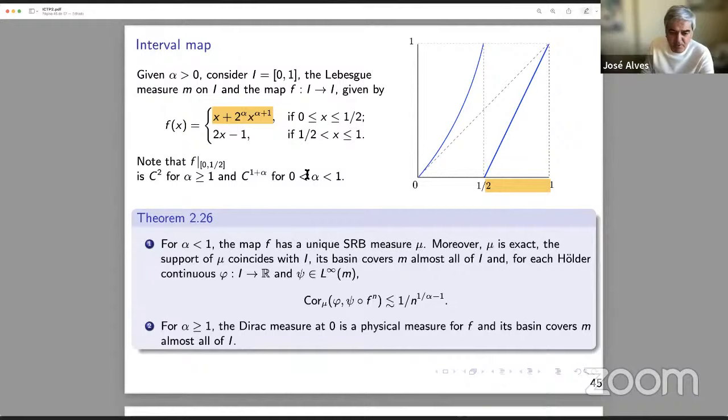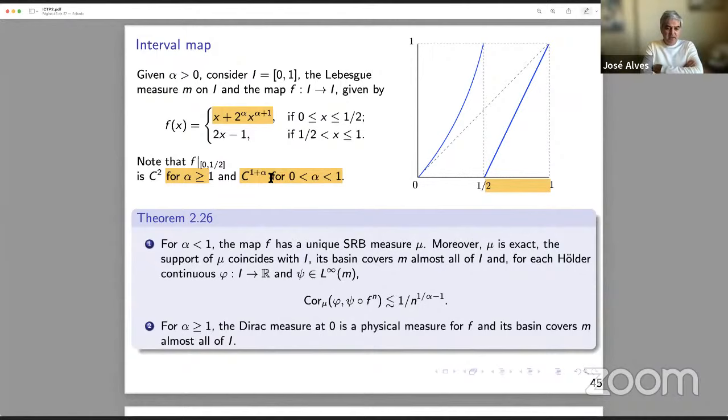And as I said, if you want to transform this into a smooth map on the circle, at least a C1 map on the circle, you also have to make some modification at the point. So assuming 0 is identified with 1, you also need some modification at the fixed point 1, the way you approach here, for otherwise you don't have it differentiable at the point 0 or 1, which are identified. So that's the extra complication. Note that this function is C2 if alpha is greater or equal to 1. It's simply looking at that expression. And it is C1 plus alpha for alpha strictly smaller than 1. This is the best we can achieve for alpha smaller than 1.